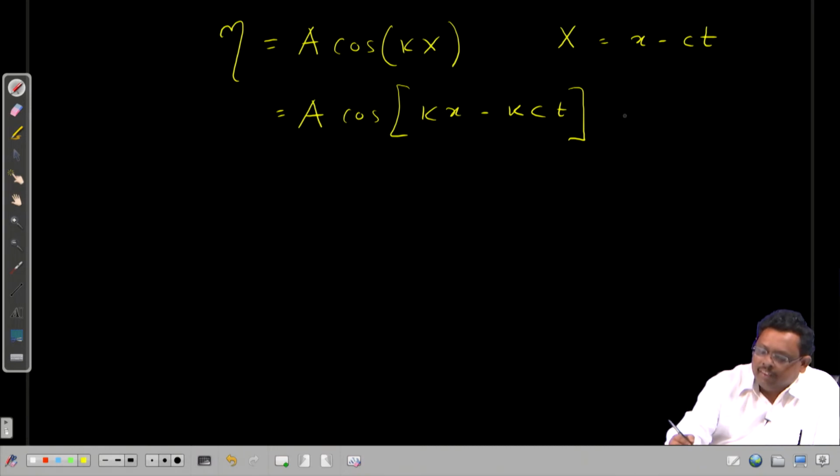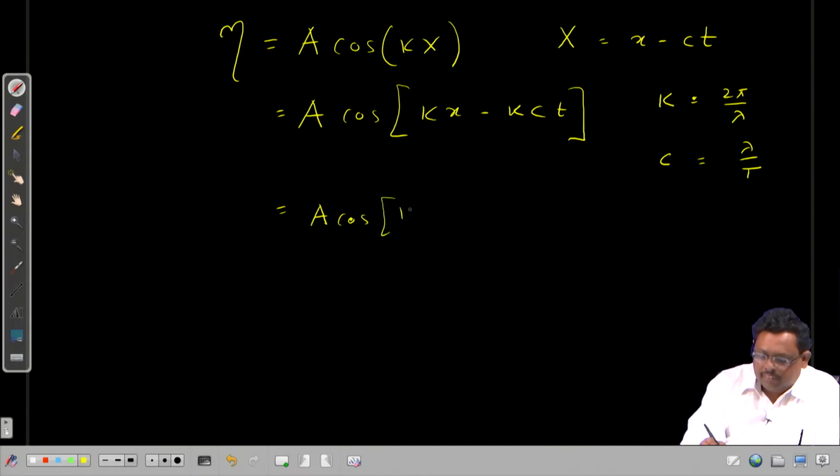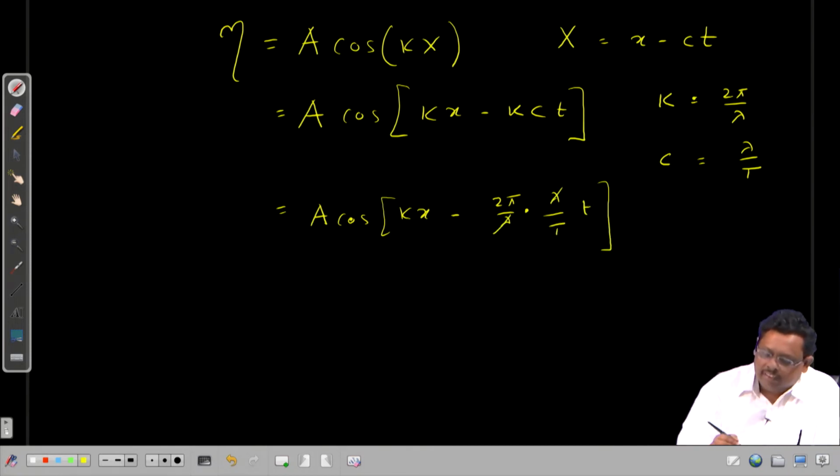Now, I replace the value of k here. So, k equal to 2 pi by lambda, and you know that c equal to lambda by T. So, if I replace over here, I will get eta equal to a cos of k x minus 2 pi by lambda, then lambda by T into small t. So, lambda cancels out.